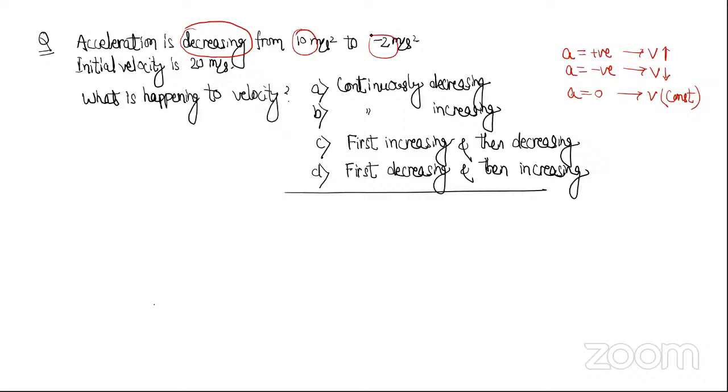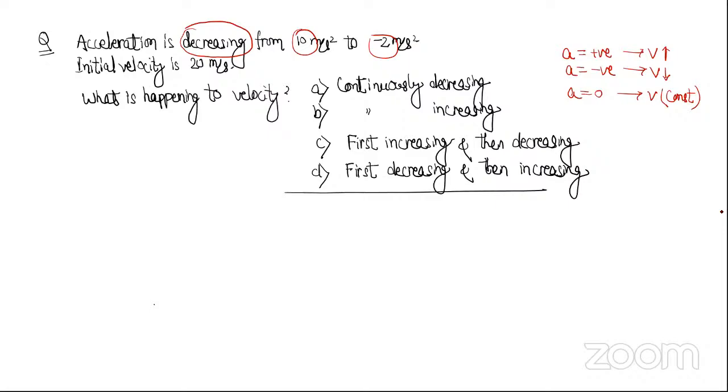Now, acceleration is decreasing from 10 to -2. Initially, acceleration was +10. That means velocity was increasing. Next, acceleration became +9, then +8, then +7. That also means velocity is increasing. Then acceleration became 2, then 1. Velocity is still increasing. Acceleration becomes 0. That means now velocity is constant. Then acceleration becomes -1, then -2. That means velocity is decreasing.